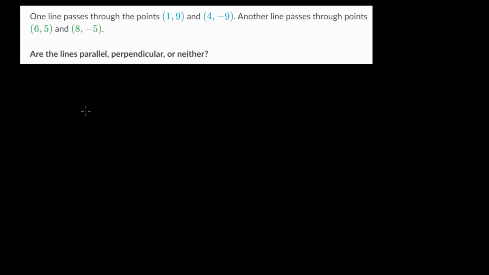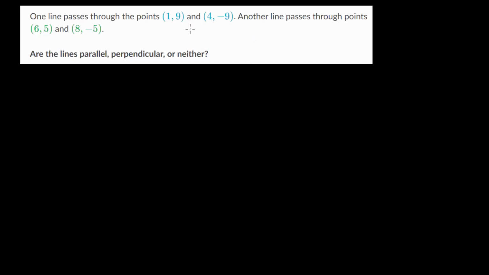Now, let's look at a couple more example problems for determining if lines are parallel, perpendicular, or neither. For this question, we're told that one line passes through the points (1, 9) and (4, -9). Another line passes through the points (6, 5) and (8, -5). And we just need to figure out, are they parallel, perpendicular, or neither? To do this, we need to understand the slopes of these lines.